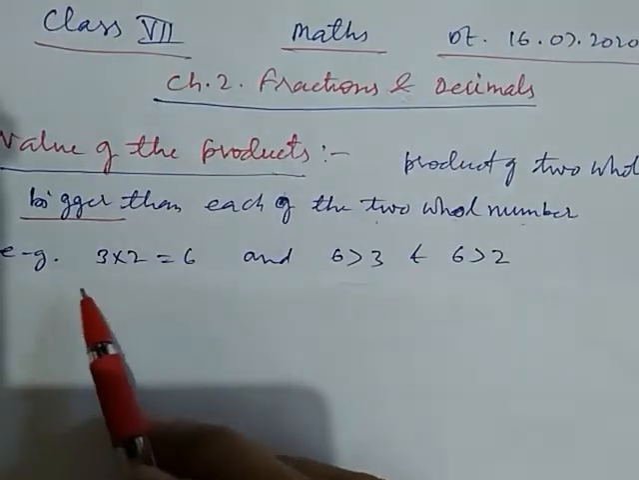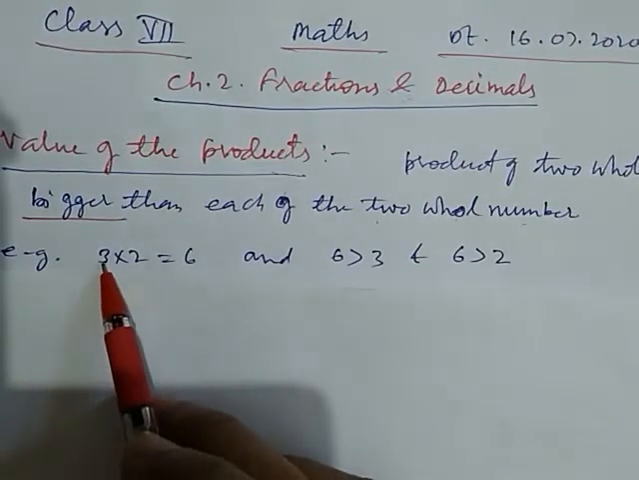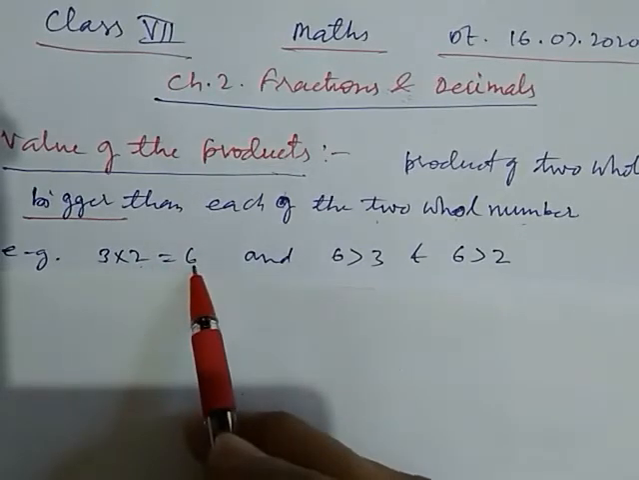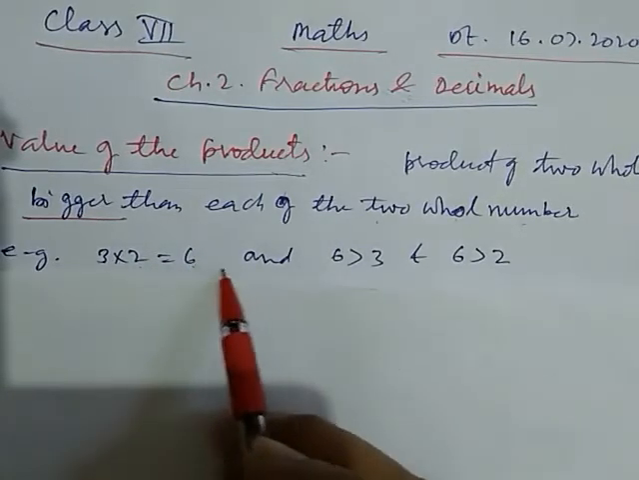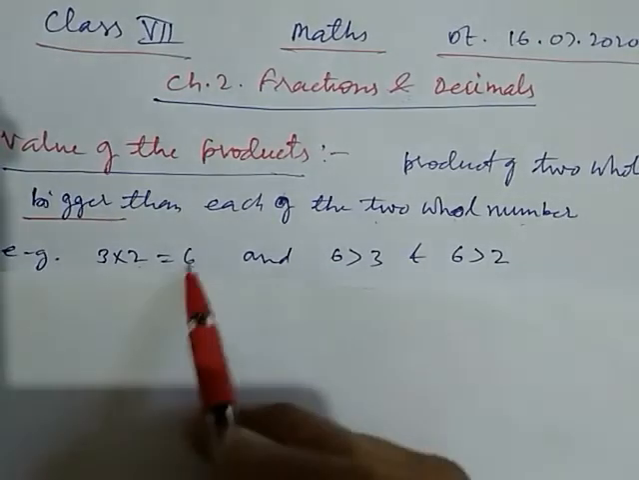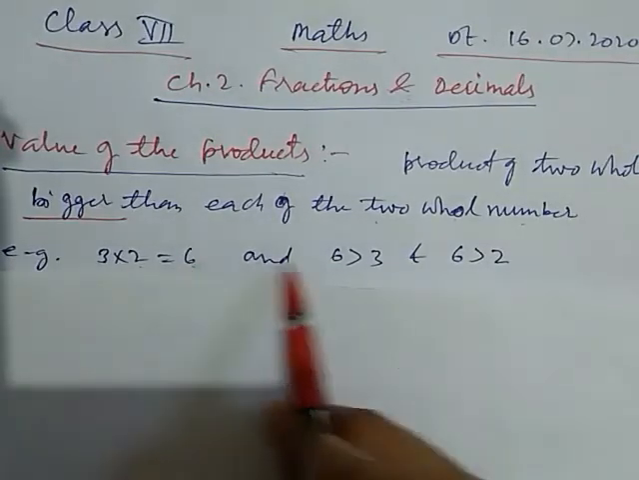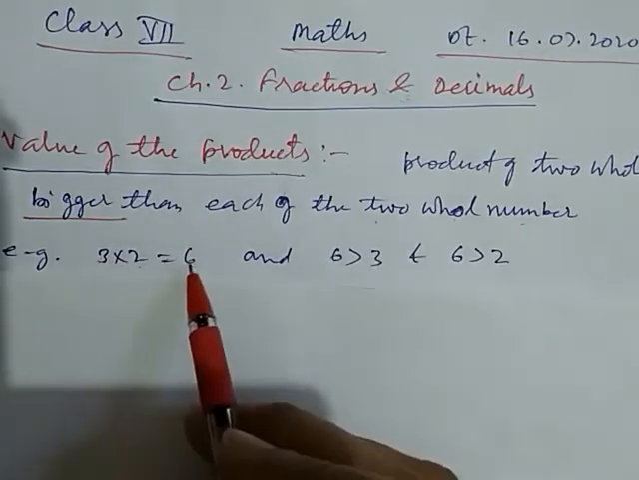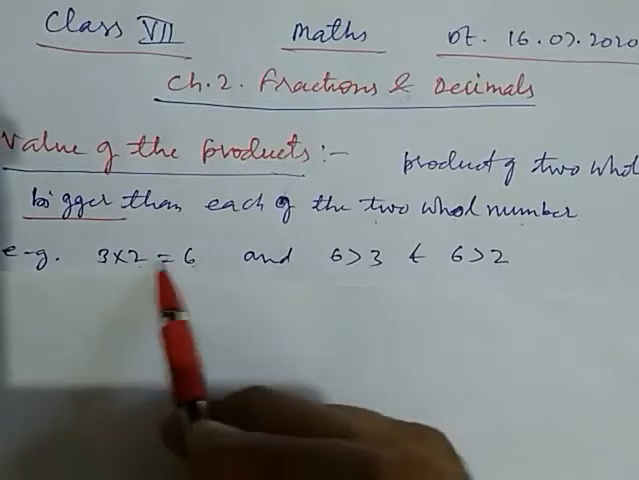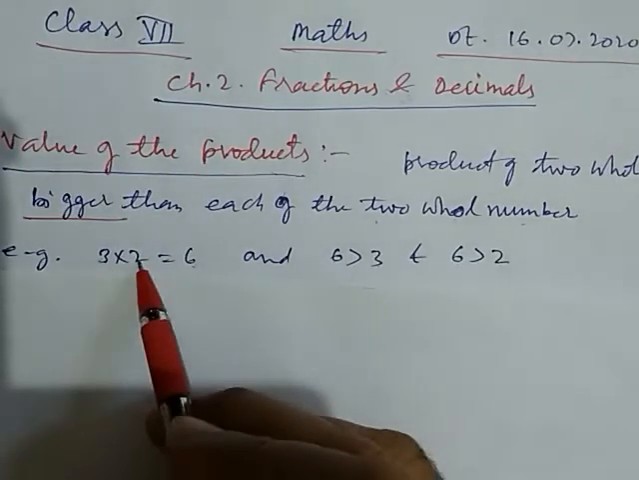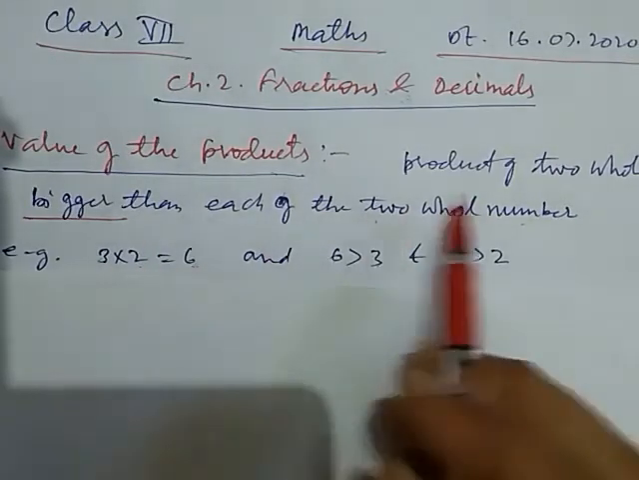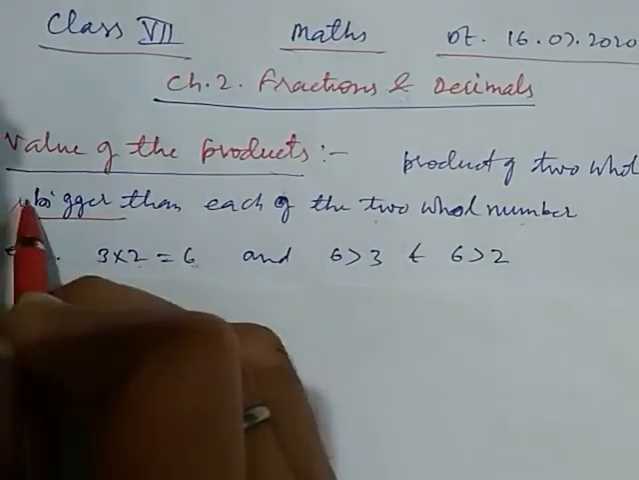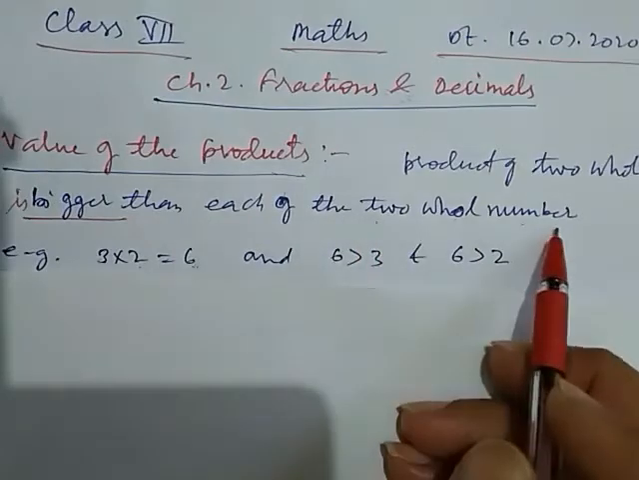We take an example. Here we multiply two whole numbers 3 and 2 and we receive the product 6. Here we clearly see that this product 6 is bigger than this 3, and this product 6 is bigger than this 2. So both the whole numbers are lesser than the product. Okay, again we repeat, the product of two whole numbers is bigger than each of the two whole numbers.